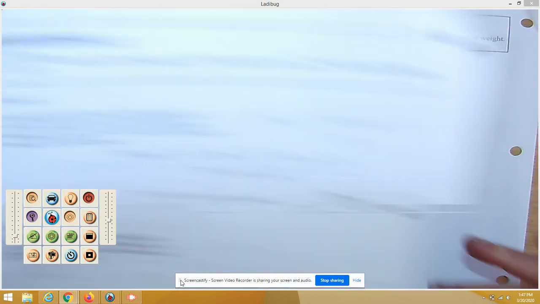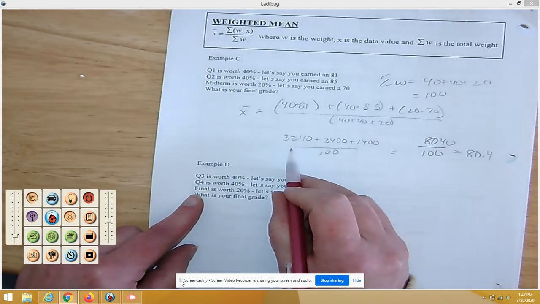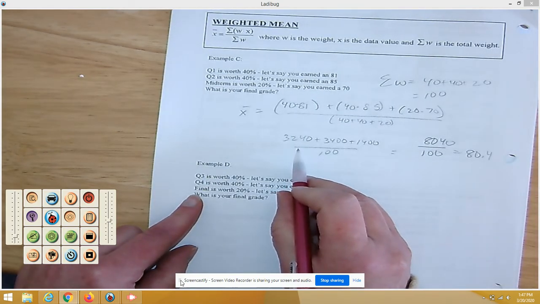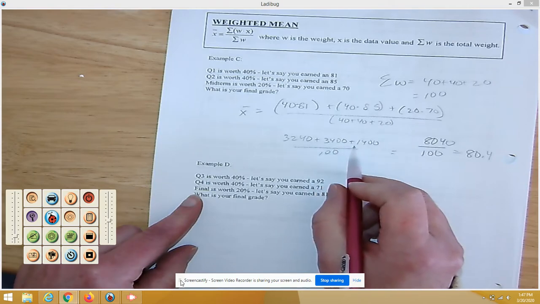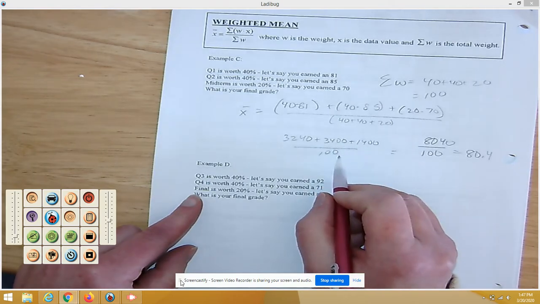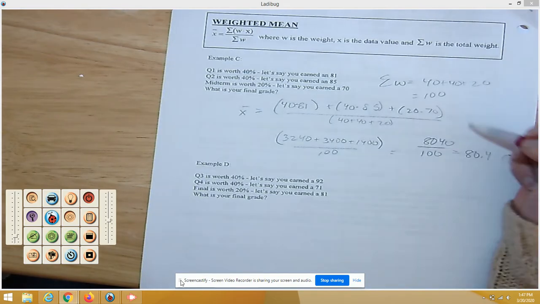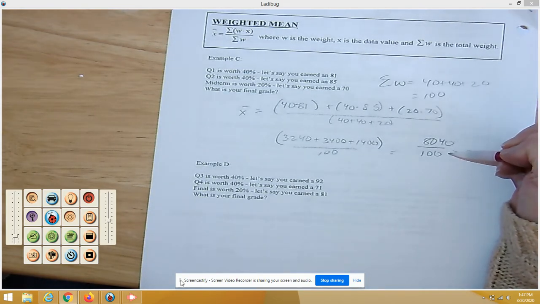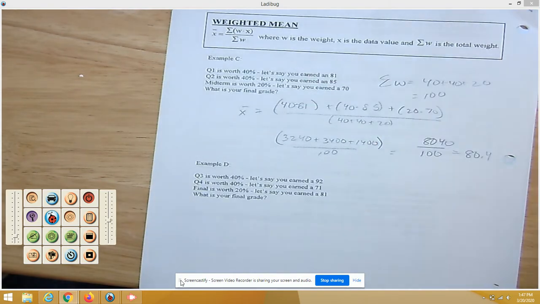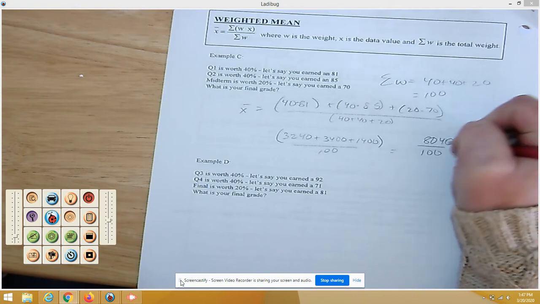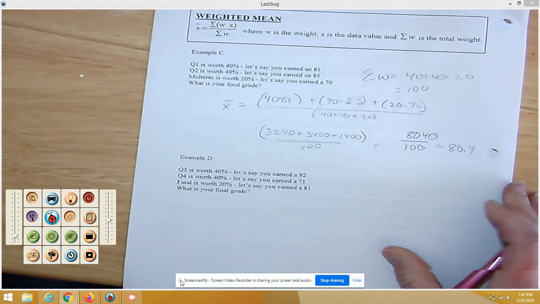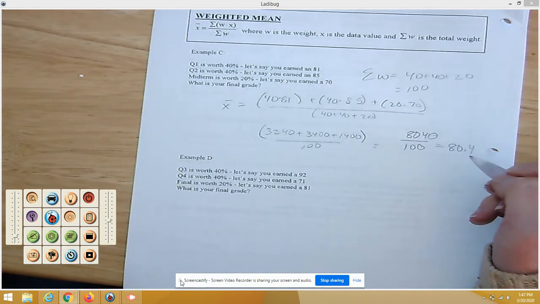All right, and then when you come back, you're going to get 3,240 plus 3,400 plus 1,400, all divided by 100. Remember, fractions have silent grouping symbols, so you have to add up the entire numerator first and hit enter. So I would write the 8,040, then divide by the 100. The ones that have 100% are a little bit easier, and I cannot remember what the homework questions look like, but hopefully most of them are out of 100. And then you just divide to get 80.4.